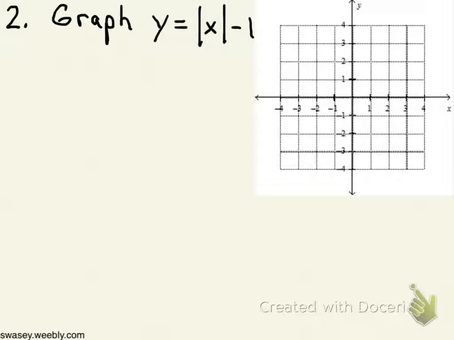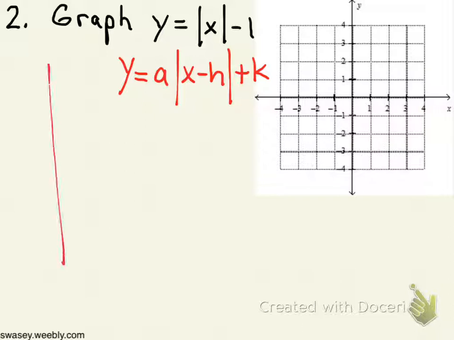Now, vertex form for an absolute value graph is y equals a times, and then inside of the absolute value, x minus h, and then plus k. So your h and k is your vertex. For this particular graph, we should be able to look at it and tell that the h is 0 and the k is -1. So we have a vertex at 0, -1.